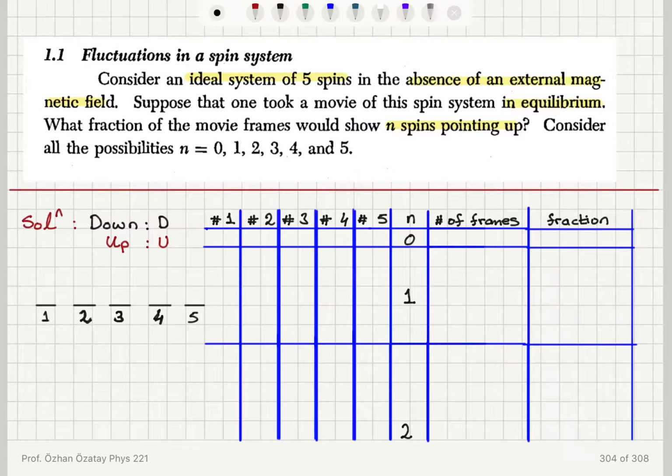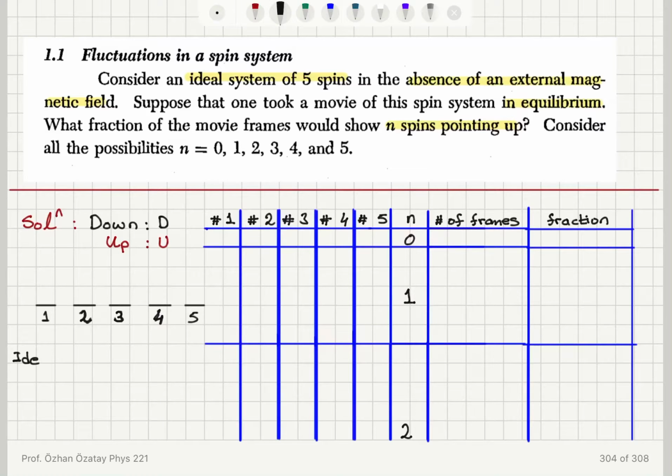So first of all, I would like to remember what ideal spin system means. An ideal spin system is a collection of spins where the interaction between the spins is negligible. So we're basically assuming that the behavior of one spin is independent of the other spins. There is no interaction between the spins. And in the absence of an external magnetic field, the probability of having an up spin or down spin will be 1/2, so we have equal likelihood for a spin to be pointing up or pointing down. So let me note this.